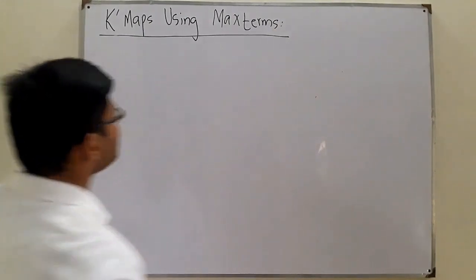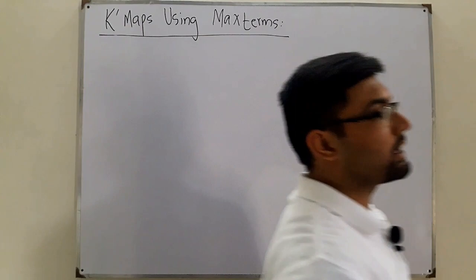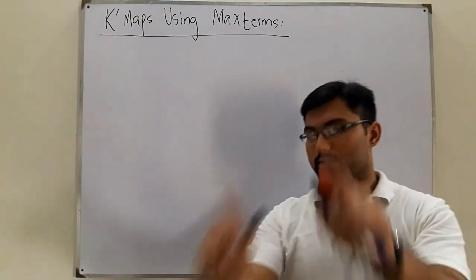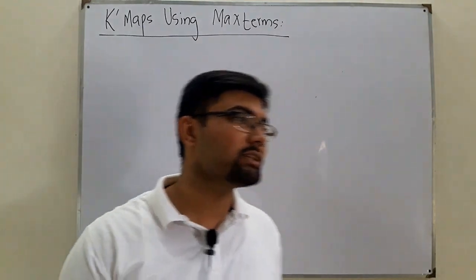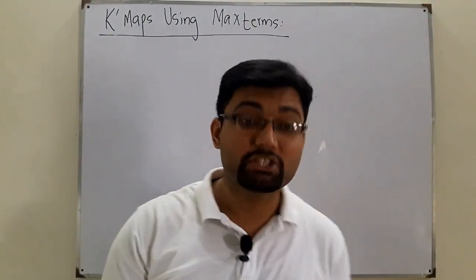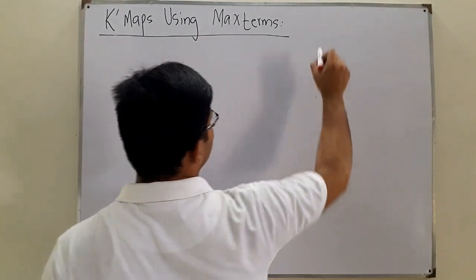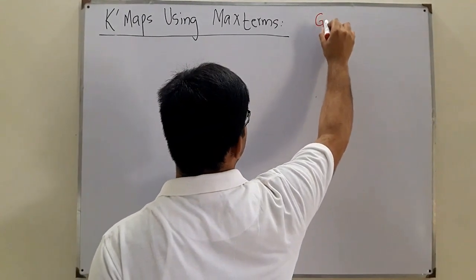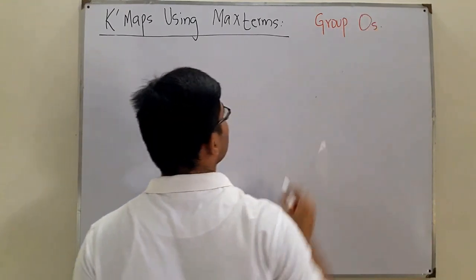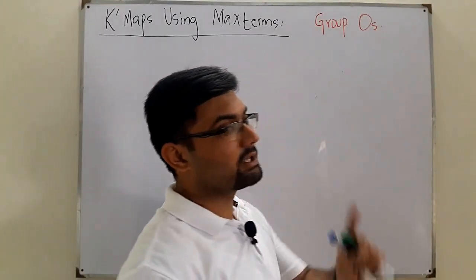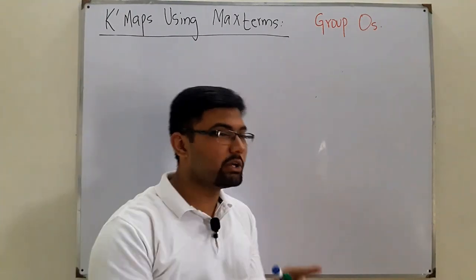Now, we've seen the K-maps using min terms where we did what? We grouped ones, all right? Now, here in max term, what's the difference? The difference is that here we group zeros, all right? And the rest of the procedure is the same with only one change. We have a change which we'll be discussing when we are going through an example.